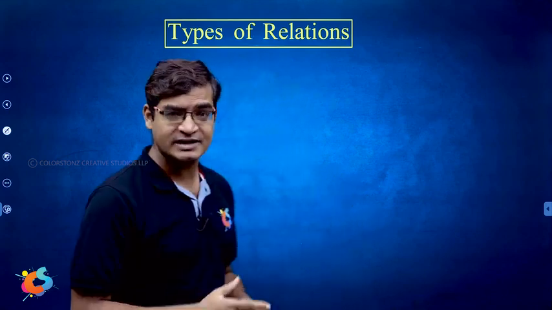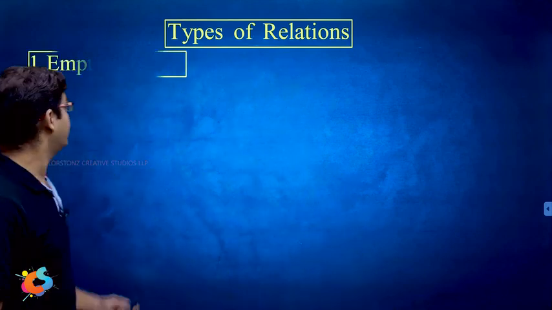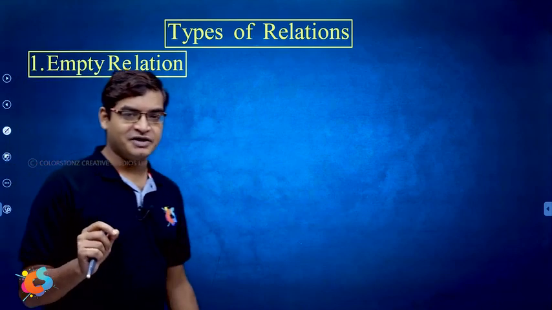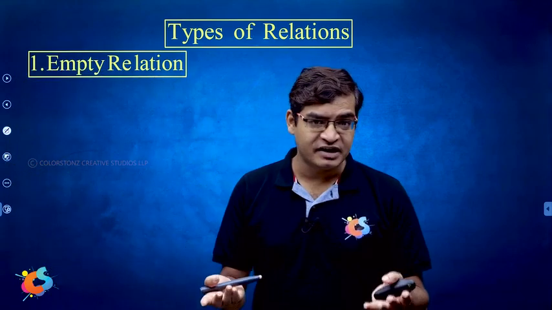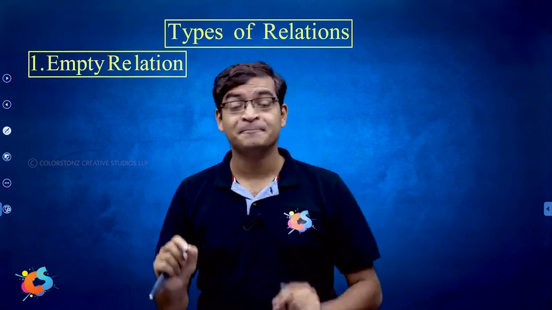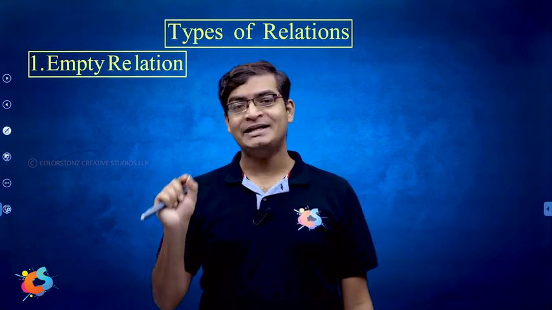Okay, so let us discuss one by one. You will be very clear with them. Now, first one is empty relation. The name itself is saying empty relation, meaning this relation does not have any ordered pairs in it. So therefore, you are giving a specific name to it, and that is called empty relation.